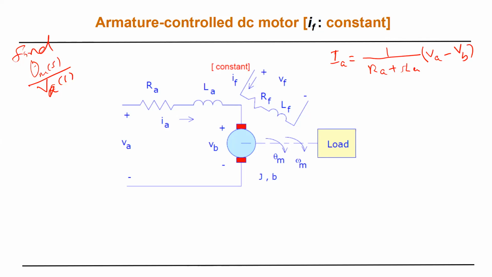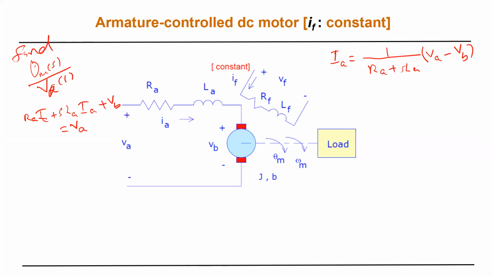By the way, Doctor, is it VA minus VB or VB minus VA? Abdurrahman, this is KVL. RA IA plus S LA IA plus VB equals VA. Yeah, right. Because look, the back EMF must be opposing VA. Otherwise, we will not have a rotation. Exactly.